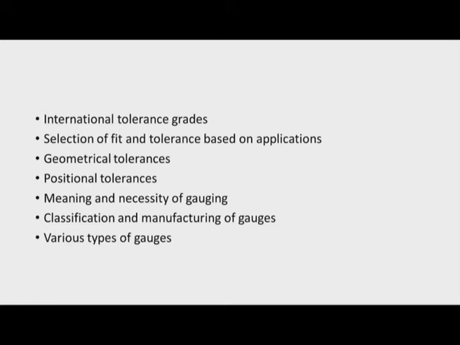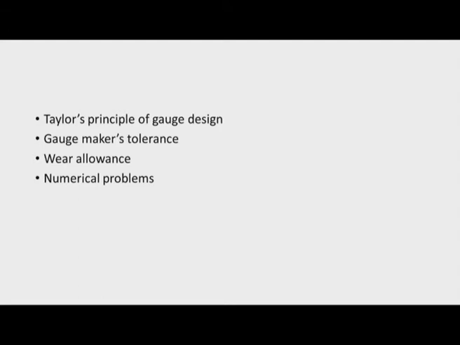We will also learn about positional tolerances, and then move to the limit gauging part of the lecture, wherein we will study the meaning and necessity of gauging, how gauges are classified, how they are manufactured, and the various types of gauges available. Then we will learn Taylor's principle of gauge design, the gauge maker's tolerance, and wear allowance, and we will have some numerical problems.